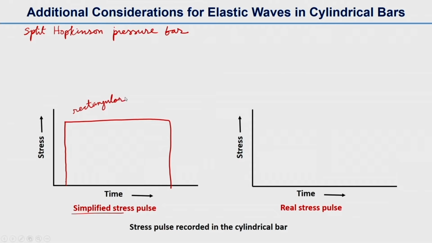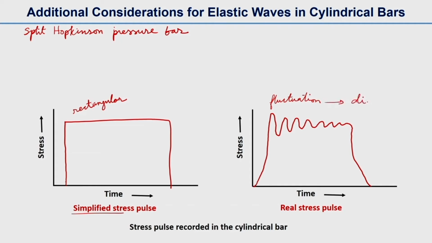However, in the real case we will get significant fluctuations. In the real case it looks like this, with significant oscillation. These effects will influence the interpretation of the split Hopkinson pressure bar results. These effects, meaning this fluctuation, are actually also called the dispersion effect.